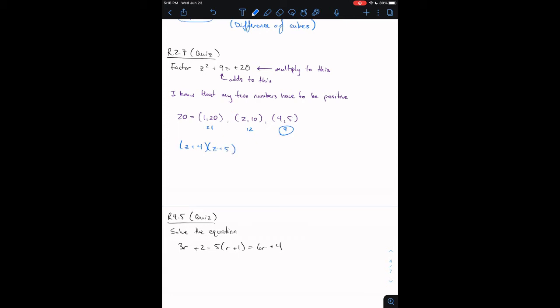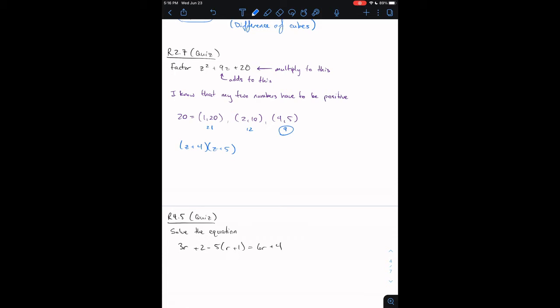Now, this is not always this easy. Sometimes you have to do a little bit of guessing and checking, right? So this worked out really well for us. It worked out really well, too, because 20 only had a couple different options for what could multiply together to get it. Sometimes this doesn't happen at all. Sometimes you have to go straight to the quadratic formula. So usually the first thing to do is to do what I did.